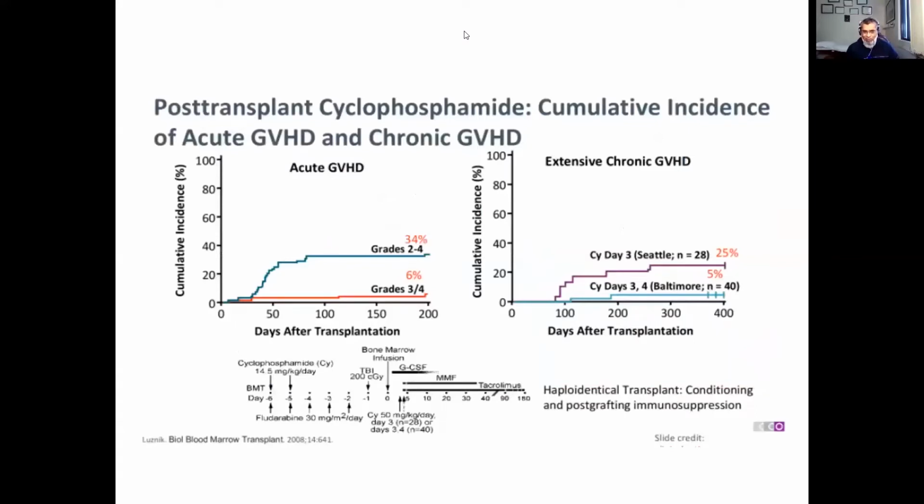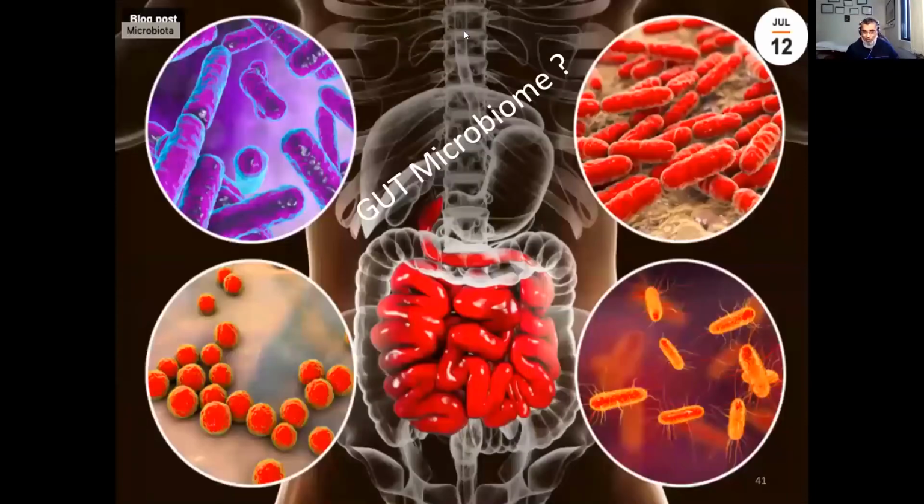significantly. Acute grade 2 to 4 GVHD went from 34 to 6%. But in the original BMT paper, the relapse rate was 52%.